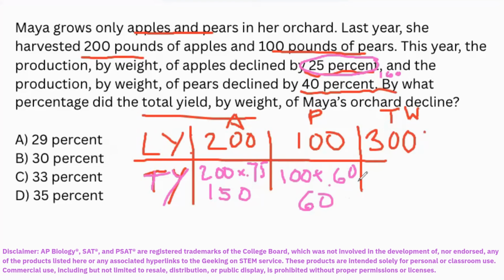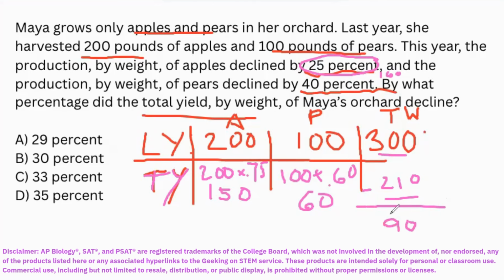So my total yield this year is going to be the sum of 150 plus 60. So that's going to be 210. So when they're asking, they're looking for the total decline. So how much did it drop by? So I know this year I have 210 and last year I had 300. So basically I'm just subtracting the two total weights from this year to last year and I get 90.